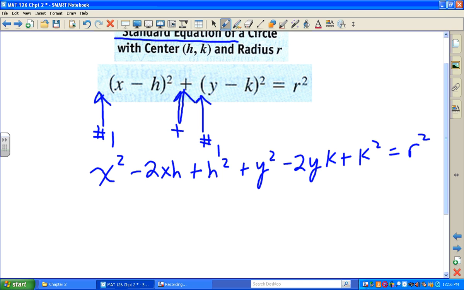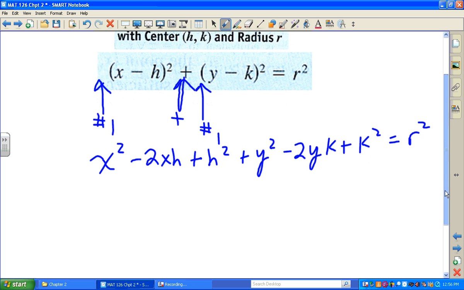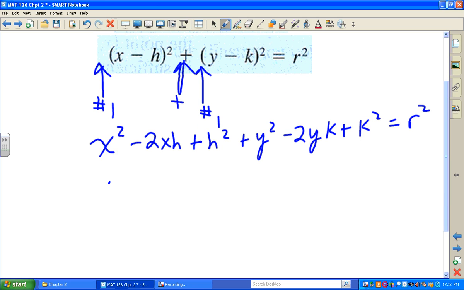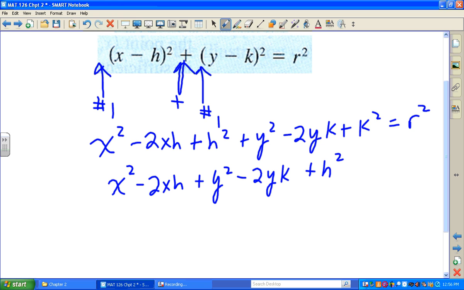Now the reason that's important is when you're given the general equation of a circle, usually it's given to you as x squared minus 2xh plus y squared minus 2yk plus h squared plus k squared minus r squared equals 0. Usually you're given that to you, and this whole thing is usually a number. Okay? It's usually one single number.